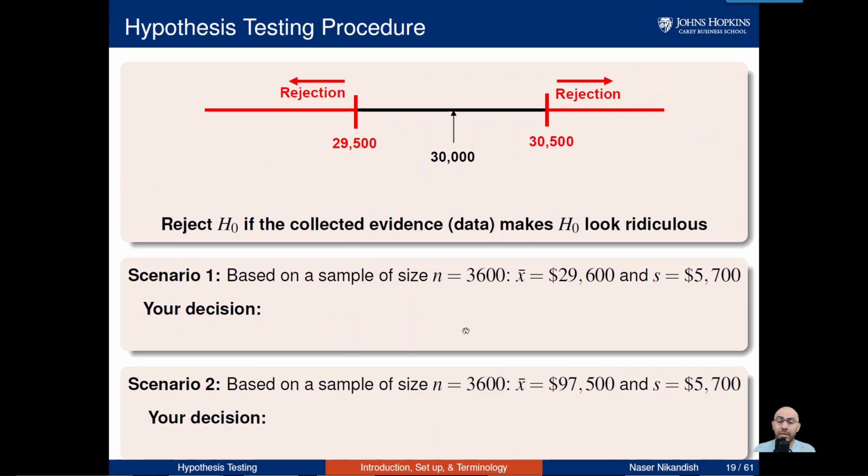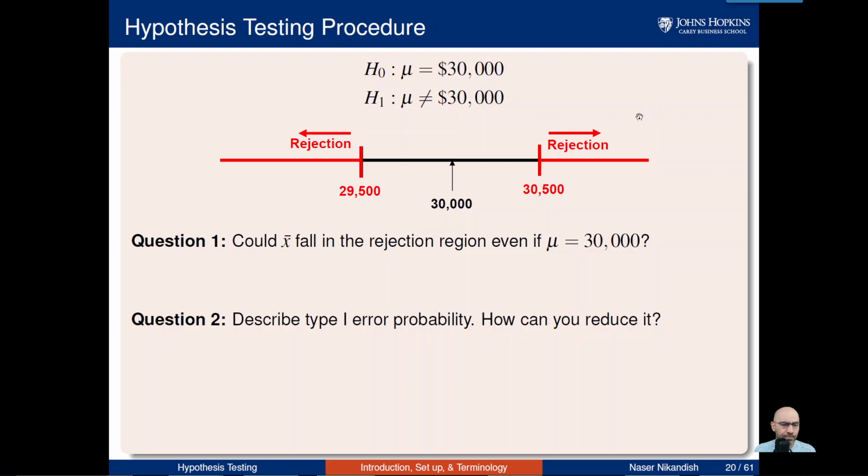Now, if you collect data and X bar is 29,600, all right, it is within do not reject region, so I'm not going to reject H0. And roughly speaking, because we need to also look at S as well, if X bar is 97,500, then I'm going to reject H0 because it's far bigger than 30,000, all right? It falls in rejection region.